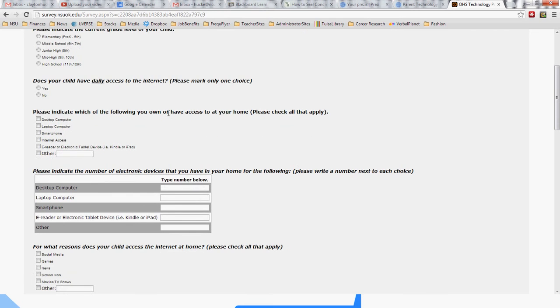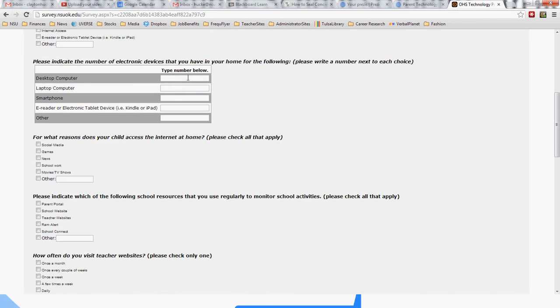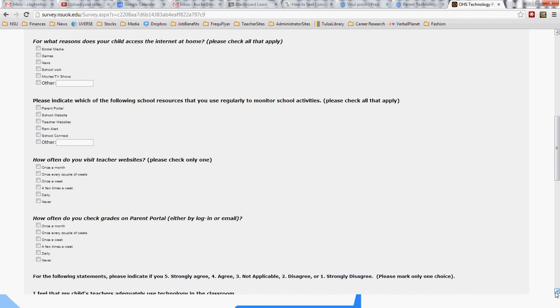Please indicate which of the following you own or have access to at your home: desktop, computer, laptop, smartphone, internet, e-reader, or other, and they can write in what the other may be. Then I have them list the number of each one of these different pieces of technology that they have at their house, and they can type the number there. After that, we try to find out the reason that their child uses or accesses the internet at home: social media, games, news, schoolwork, movies, TV shows, and again, other.